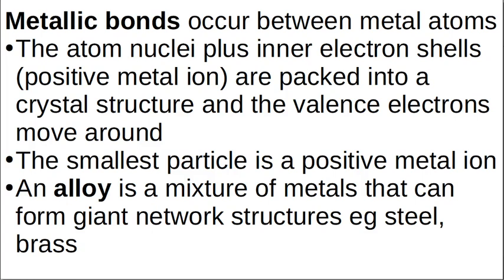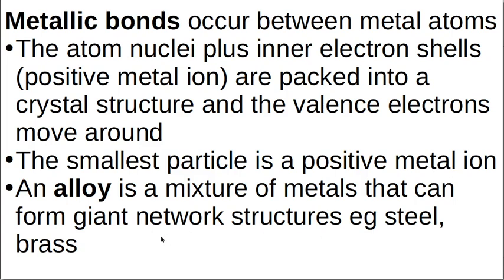So the nucleus is positive and the inner electron shells are packed into a crystal structure, and the valence electrons, the outermost shell electrons, can move around. So we say we have a positive metal ion core, and they have a sea of delocalized valence electrons moving around. And that's what forms the metallic bond. These negative electrons and the positive core stick them all together. So they say the smallest particle is a positive metal ion, but they don't ask this a lot. And this is technically true, but we don't think about it this way a lot.